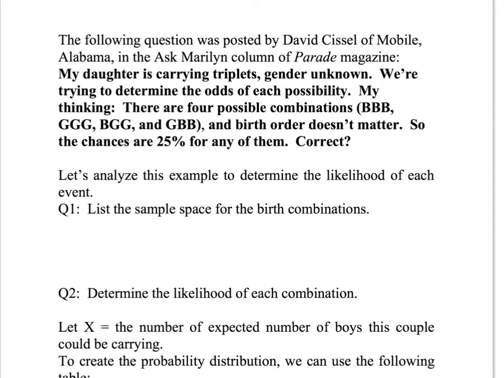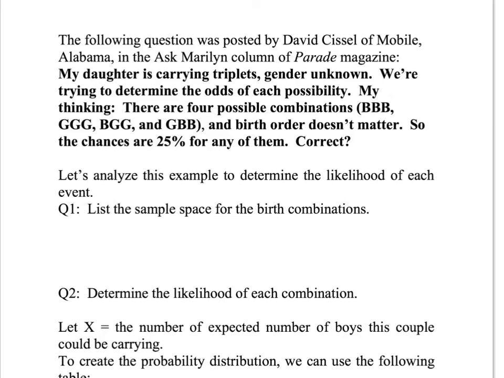This was a question that was posed in Parade magazine, which comes in the Sunday paper, in the Ask Marilyn column. "My daughter is carrying triplets, gender unknown. We're trying to determine the odds of each possibility. My thinking: there are 4 possible combinations: boy, boy, boy; girl, girl, girl; boy, girl, girl; and girl, boy, boy; and birth order doesn't matter. So the chances are 25% for any of them, correct?" Let's take a look at this situation and see whether or not David Sissel is correct in what he believes.